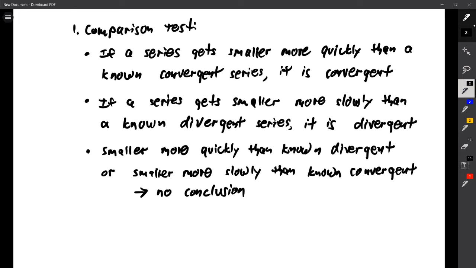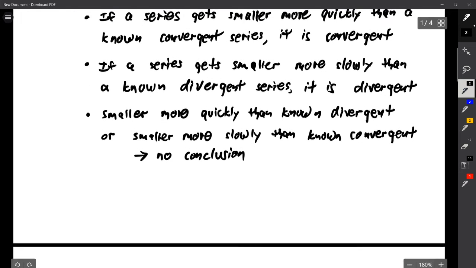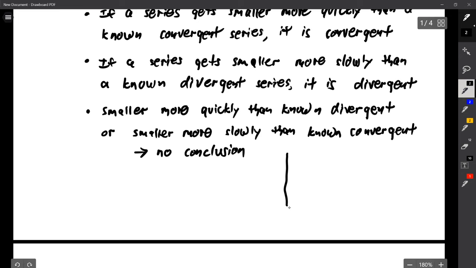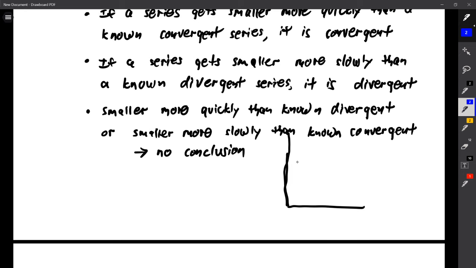If I give a little drawing here, let's say these are our axes, and we were to graph dots for each term. So here's a known divergent one. Let's just say it goes like this. It's getting smaller, but it's taking a little while. Then let's just say we have this known convergent one that is like this. And it keeps on going.